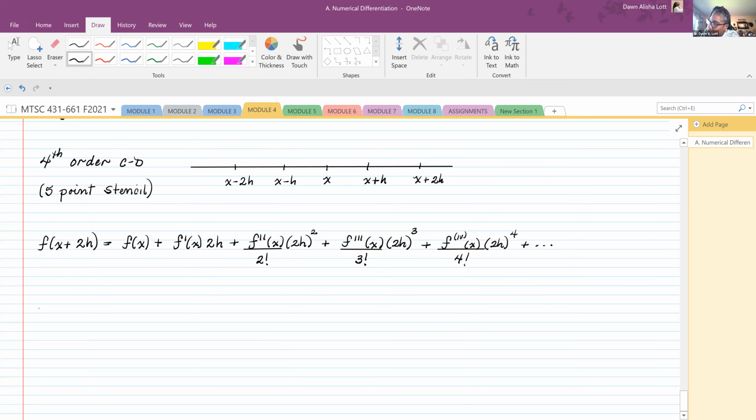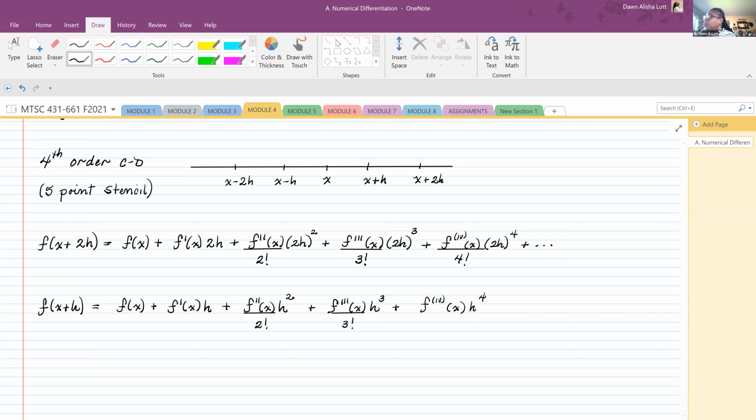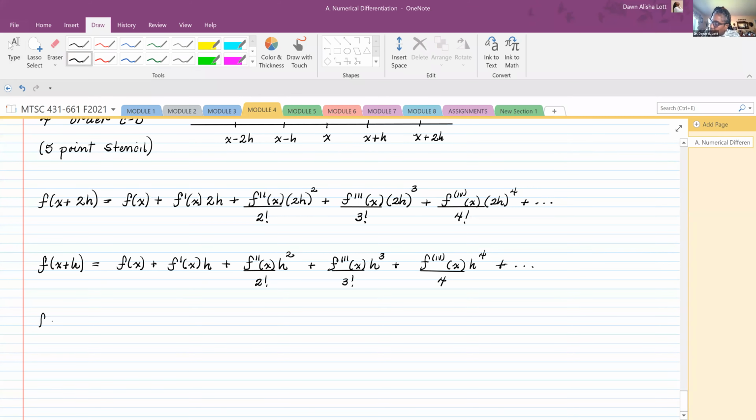Okay, I need f at x plus h. So that's f at x plus f prime at x times h plus f double prime at x times h squared over 2 factorial plus f triple prime at x times h cubed over 3 factorial plus the fourth derivative of f at x times h to the fourth over 4 factorial plus dot, dot, dot. Okay. Then I need to do f at x minus h.